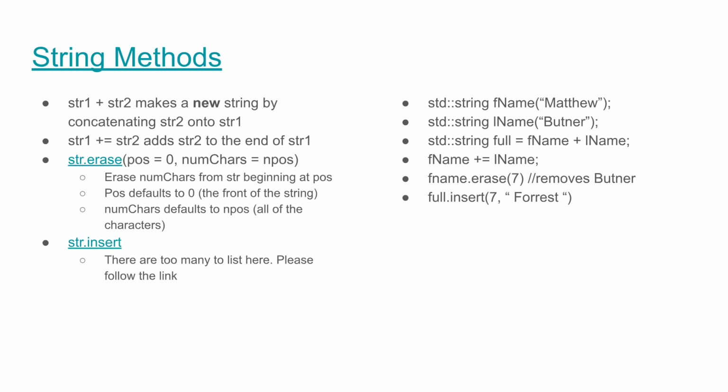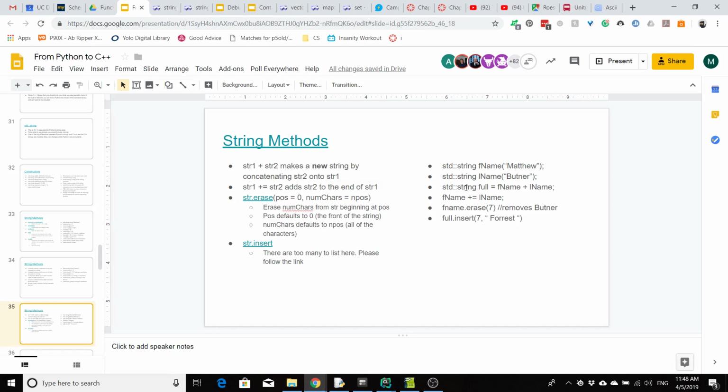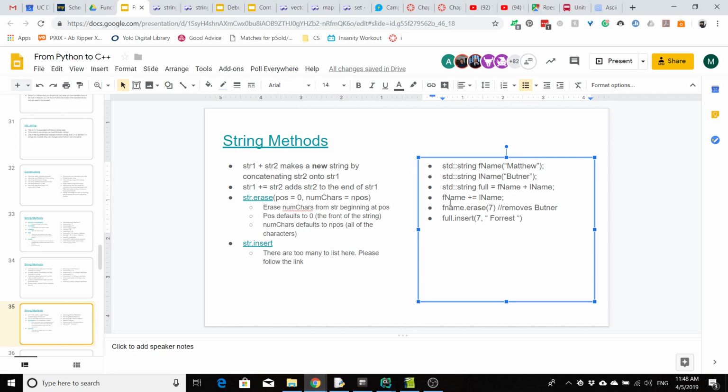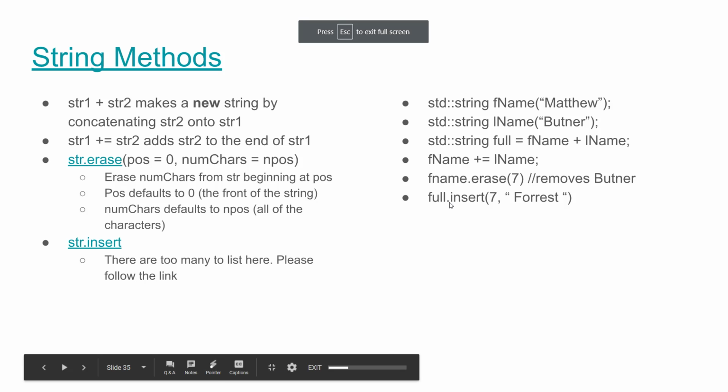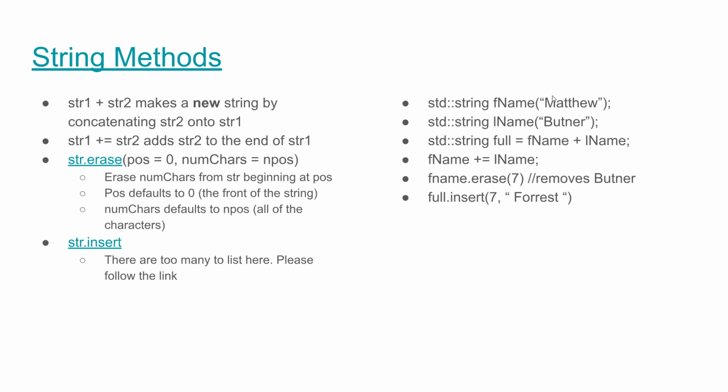fname.erase. So you start at position 7 of oh, this should not be fname. It should have been full. Oh no, wait, never mind. No, it should be fname. So if you look down on this line, right, I added lname to Matthew. Now it's Matthew Butner as one string.